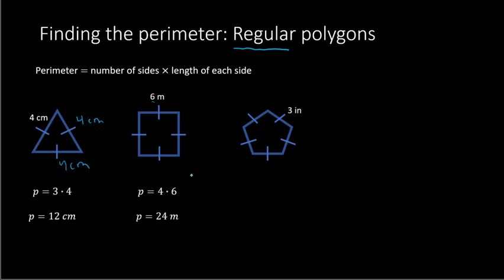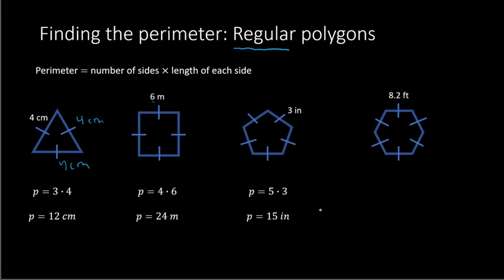Why don't you try the next one? Here we have a pentagon. So what is the perimeter of this shape? Well, we have 5 sides. Each side is 3 inches. So 5 times 3 would give you 15 inches. So the perimeter would be 15 inches. That is the length, or the distance, all the way around this pentagon.